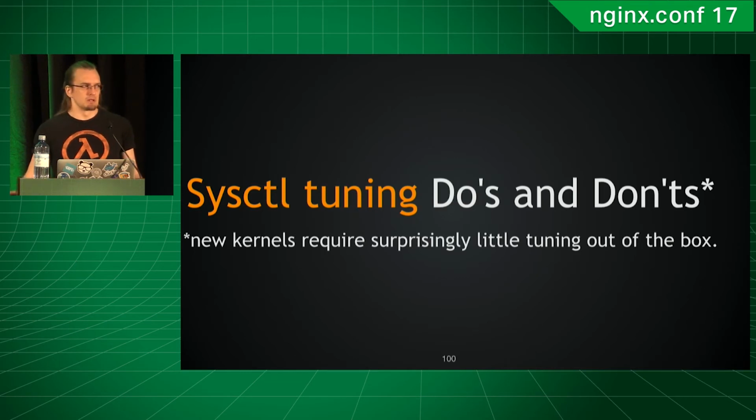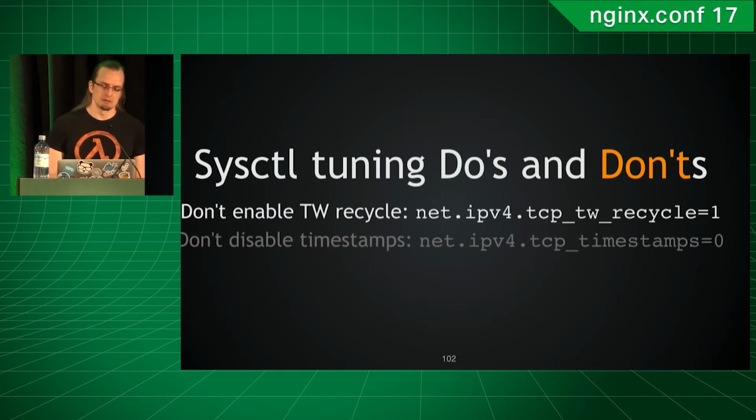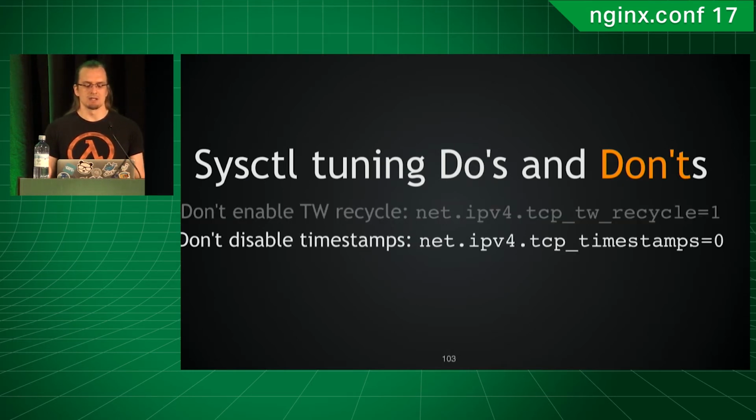You cannot actually do any network optimization talk without mentioning sysctl. So here are some dos and don'ts. Let's start with stuff you shouldn't do. Don't enable tcp_tw_recycle. It was already broken for NAT users, it will be even more broken in newer kernels, and it will be removed. So don't use it. Also, don't disable timestamps unless you know what you're doing. It has very unobvious implications, for example for SYN cookies, and there are many. So unless you know what you're doing and you've read the code, don't disable them.